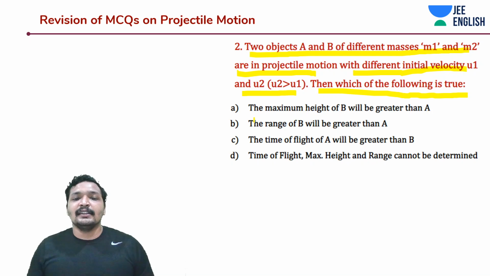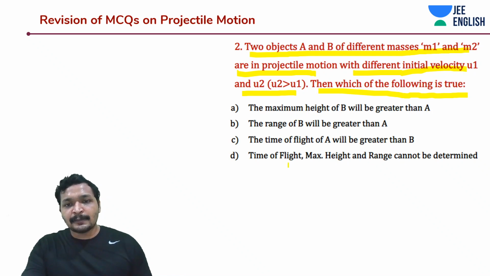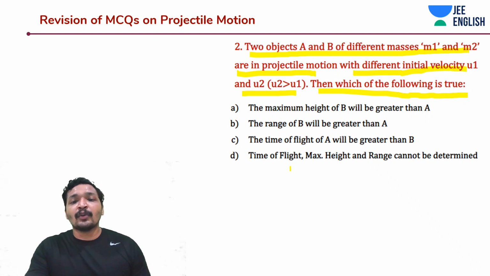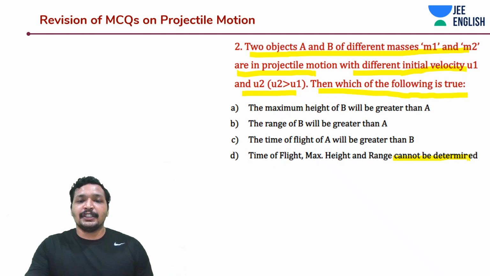Probably not. So the time of flight, maximum height and range are the concern in this problem, but you do not know anything about them. Since you do not quantitatively know the initial velocity of objects A and B, and you do not know the angles, because the angle is not mentioned, you cannot determine the time of flight, maximum height and range.